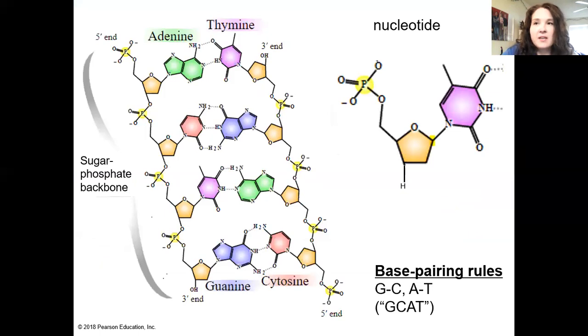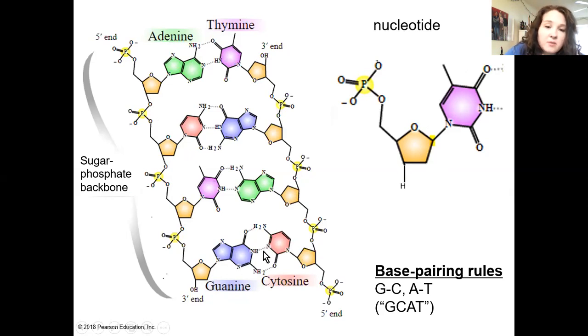The directionality of DNA. Remember that a nucleotide has 3 parts. There's a phosphate group here, there's a sugar molecule here, and then there's the nitrogenous base over here. Notice that the sugar molecules and the phosphate molecules bond together to form the outside of the DNA molecule. We call that sugar phosphate backbone.